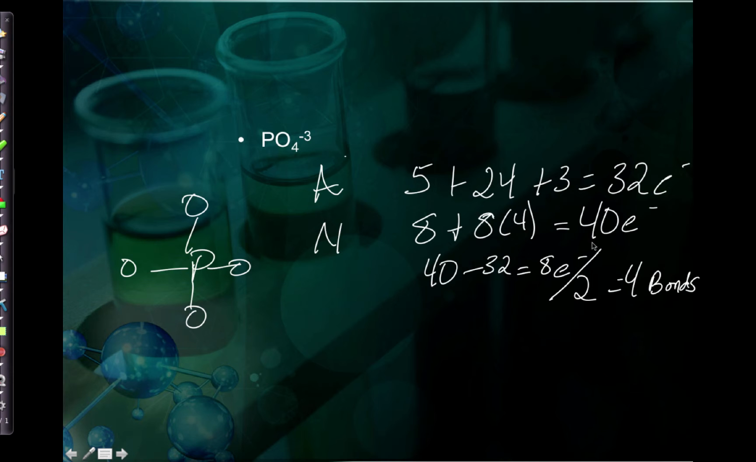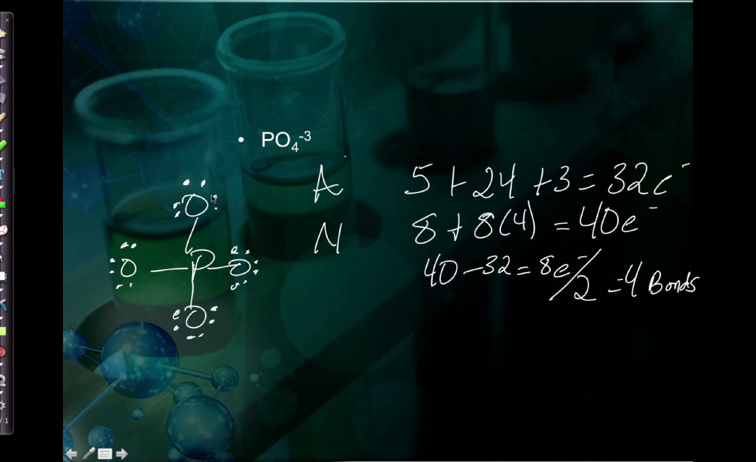Well, I've got 32 electrons. So now I'm going to distribute to the oxygens. So 2, 4, 6, 8, move on. 2, 4, 6, 8, move on.